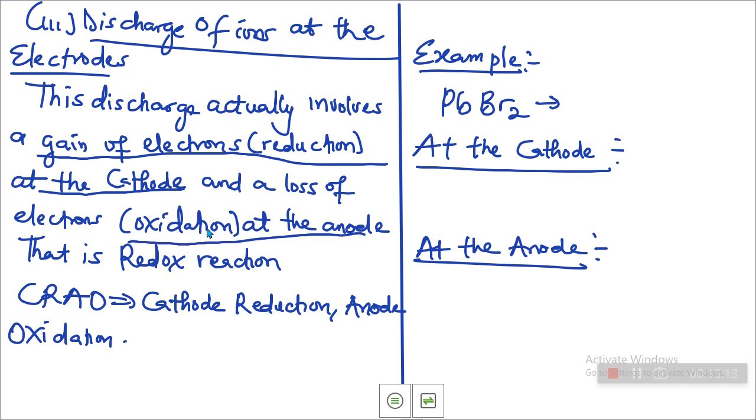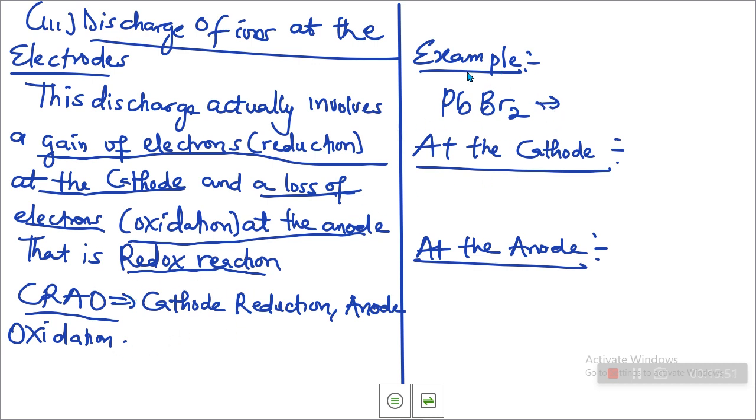And what is the meaning of oxidation? Oxidation is loss of electrons. While reduction is the gaining of what? Electrons. So it means discharge of ions is a redox reaction. And what is a redox reaction? You see the word redox: red represents reduction, ox represents oxidation. Now you should know this acronym: CRAO. At the cathode reduction occurs, at the anode oxidation occurs. If you don't know this simple logic, you're going to find this topic difficult. But I pray you will not find it difficult.